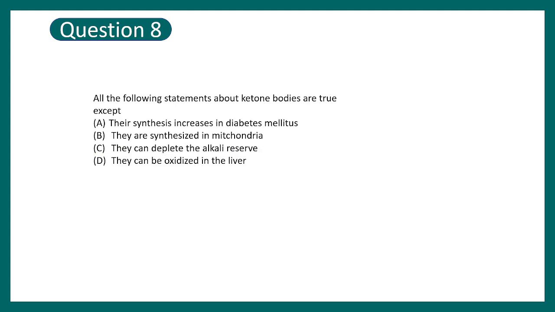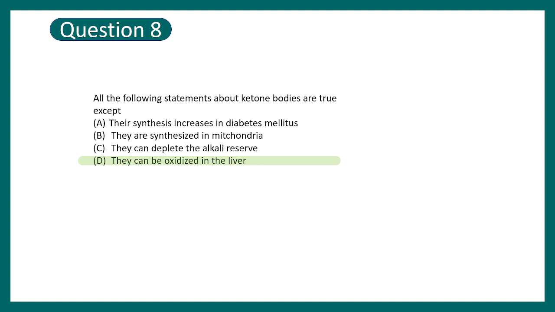All the following statements about ketone bodies are true except: their synthesis increases in diabetes mellitus; they are synthesized in the mitochondria; they can deplete alkali reserve; they can be oxidized in the liver. Now the correct option here is they can be oxidized in the liver.